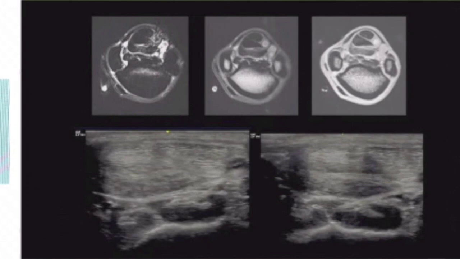And again, I flipped the MRI to match the ultrasound. So here we have a STIR image where all the bone is dark or should be dark. And we have this bright area of bone. So this is abnormal fluid signal in the cannon bone at the suspensory ligament origin.